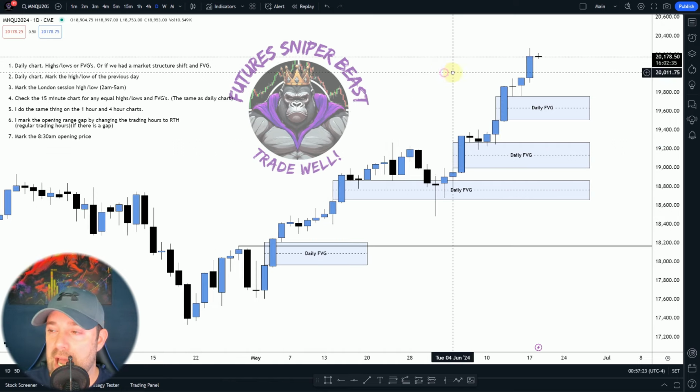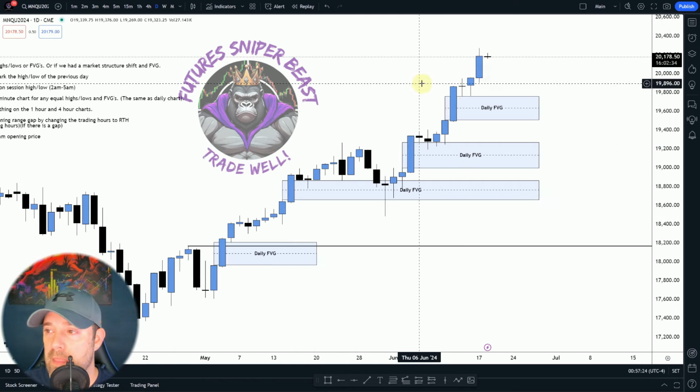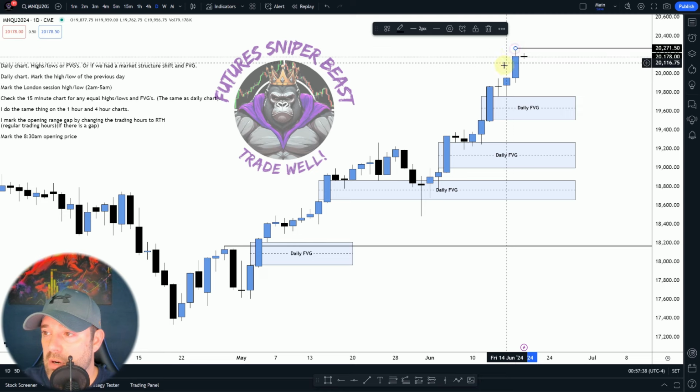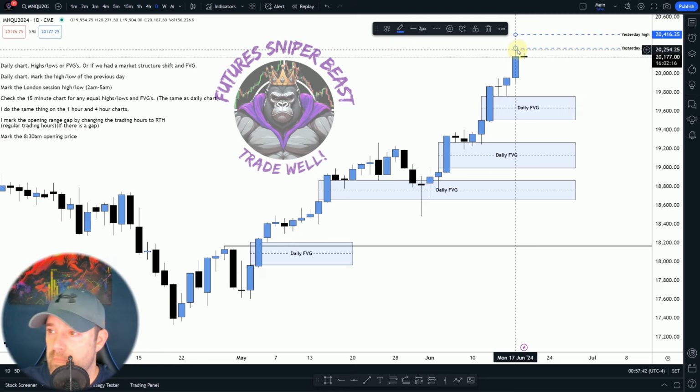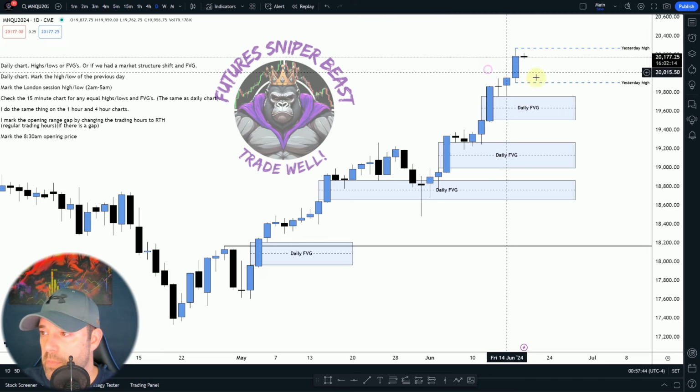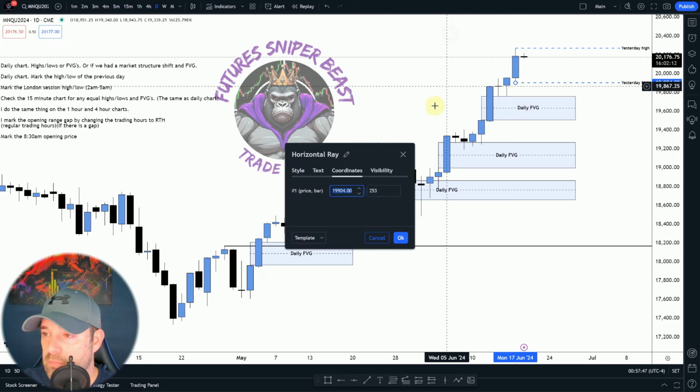So this is just the higher time frame. This is what I do. I look for that. At the moment, there's not really anything else to look for on the daily chart. I'm just marking the fair value gap here. And then what I do is I mark my high and low for the previous day. So here I would mark a high, and then the low of the previous day. So I mark that.